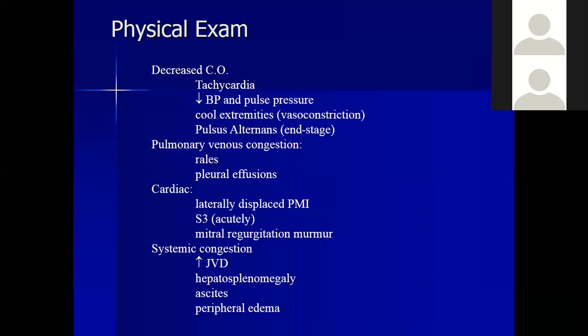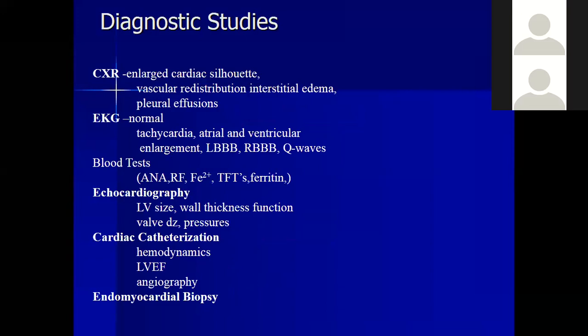Systemic venous congestion: you have raised JVP, hepatosplenomegaly, ascites, peripheral edema. These are usually in advanced stages of heart failure. What are the lines of investigation? You start with the chest X-ray. On chest X-ray, you have an enlarged cardiac silhouette, you have interstitial edema, you can have a pleural effusion.